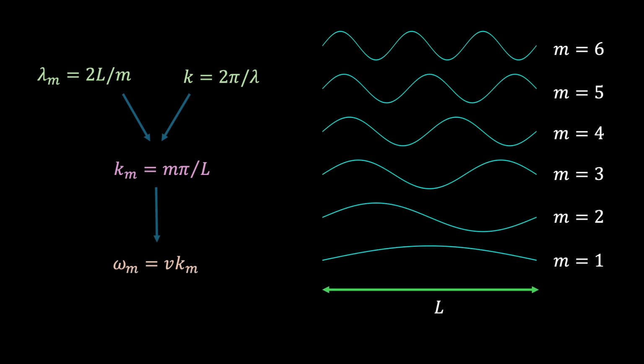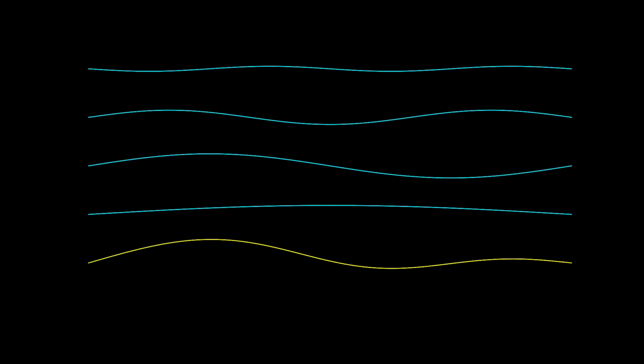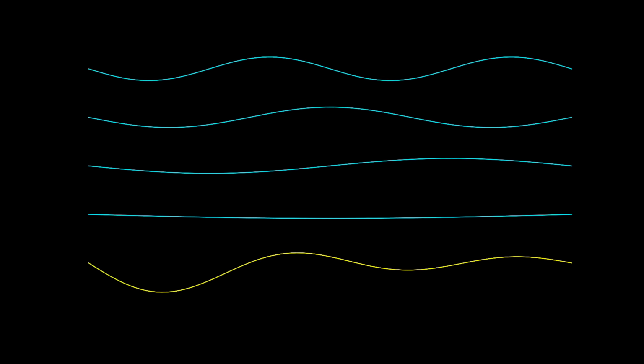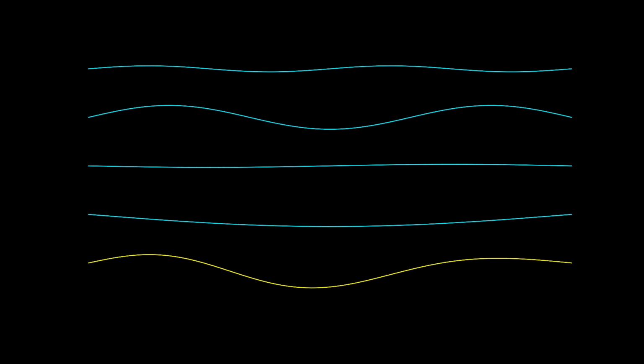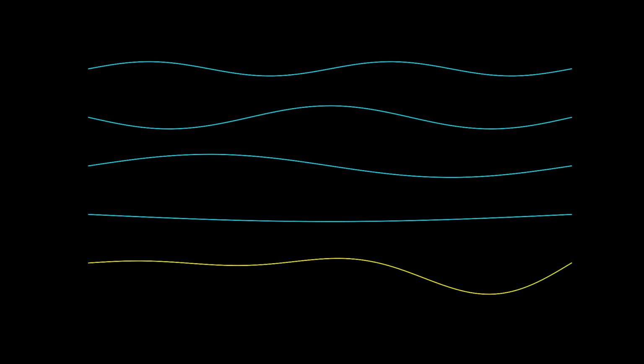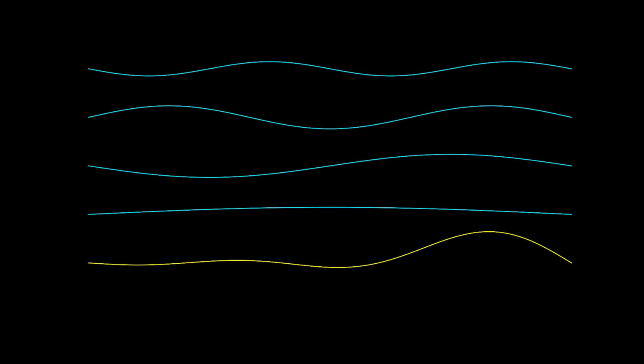The allowed angular frequencies can then be calculated using the dispersion relation for the rope. It then follows that a general wave, here pictured in yellow, can be built up by forming a superposition of different wave modes and by adjusting the amplitude of each of the different modes.